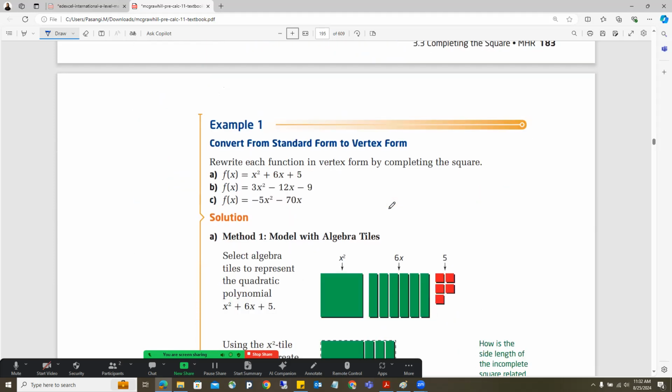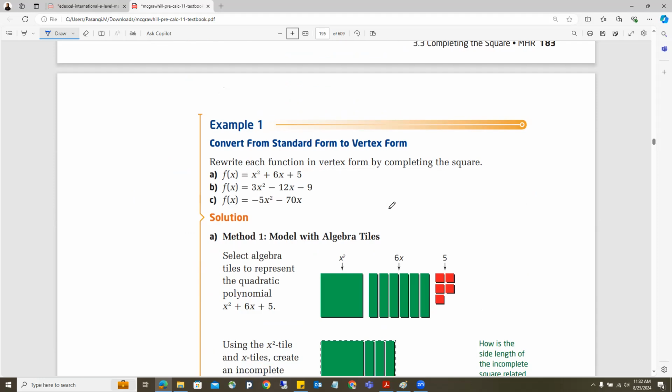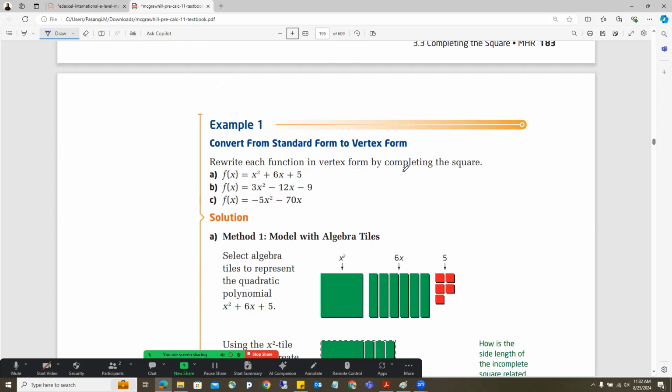Now you have to do all these examples. Rewrite each function in vertex form. Okay, try these three. First one, x squared plus 6x plus 5. Then the second one, 3x squared minus 12x minus 9. Then the third one, minus 5x squared minus 70x.